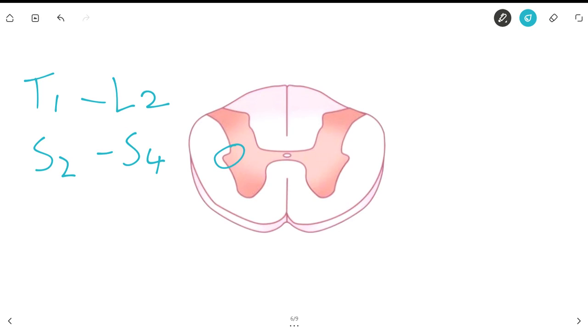And the sensory information comes in through visceral sensory neurons. That's about it for the IML.